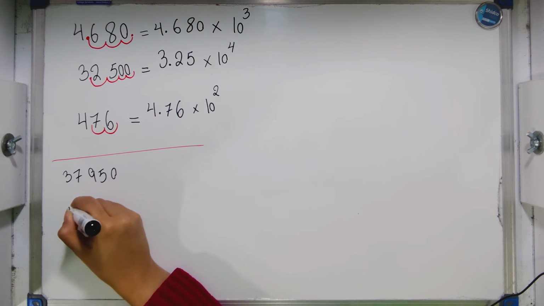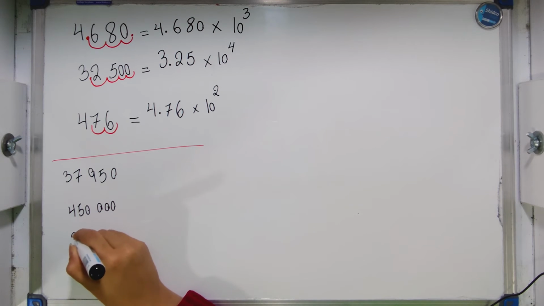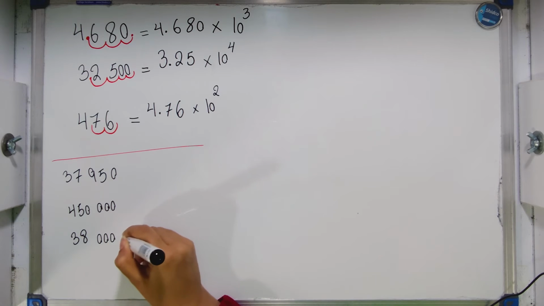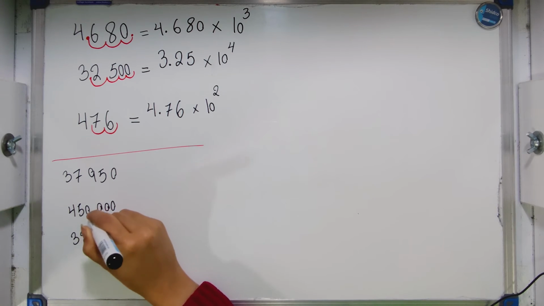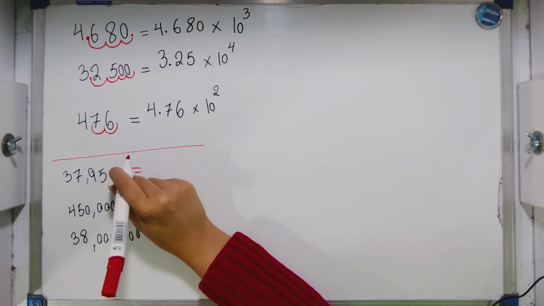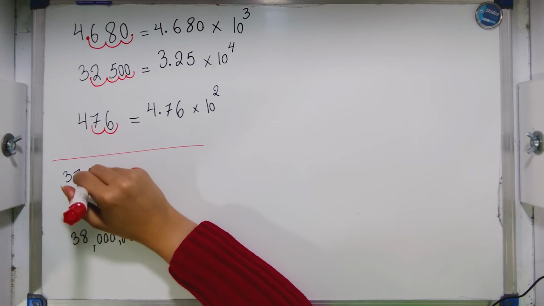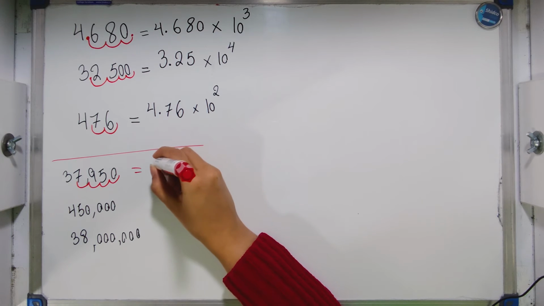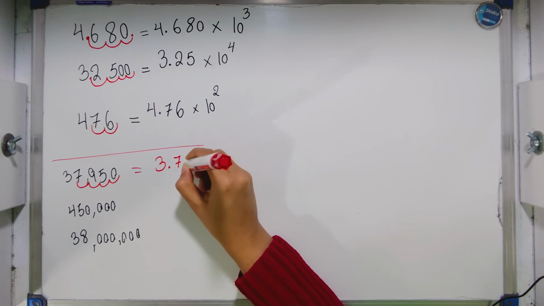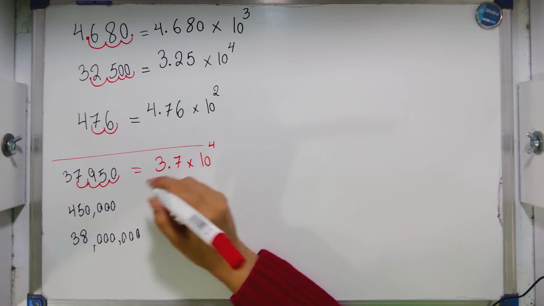37,950, 450,000, 38 million. Okay. So I can say the decimal is here. I have put the decimal between the first two digits, 3 and 7. 1, 2, 3, and 4. It's a big number. I write 3.7 times 10 to the power positive 4 because it's a big number.